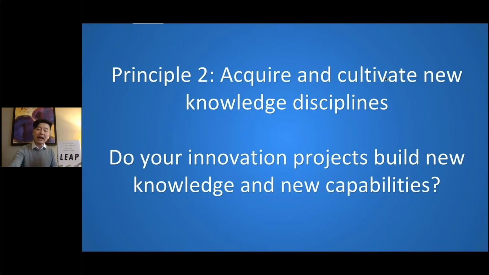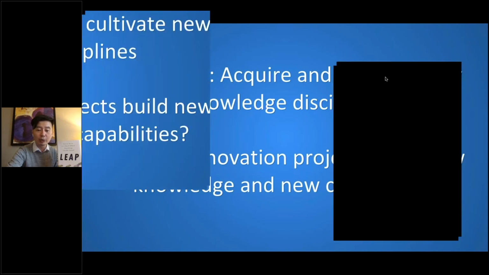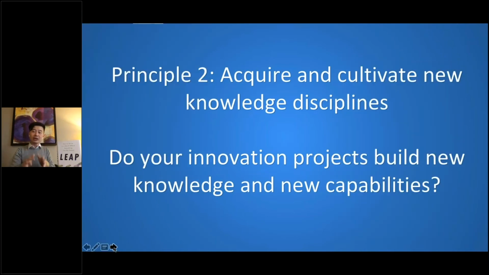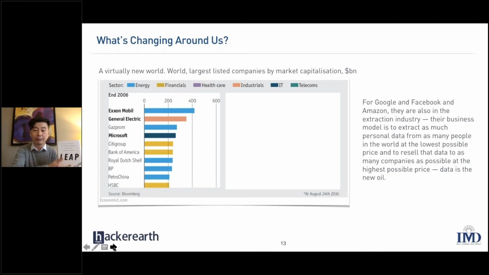Now, once we understand the importance of leap, then the next question becomes, where can we go next? Because as much as we understand we need to leap in order to prosper over the long run, the key question is, in the future, where should we leap? And this is part 2 of the book. We project into the future. We want to understand where it takes us.